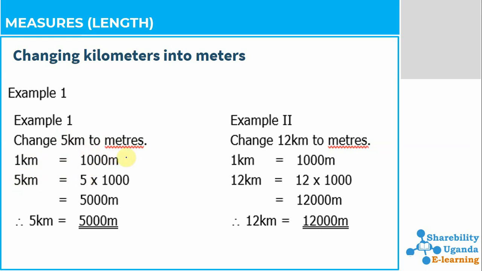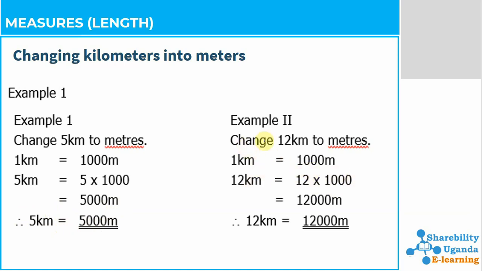1,000 what? 1,000 meters. Then this 1,000 meters, we shall be able to get these kilometers in meters. So that means 5 kilometers shall be equal to what? To 5,000 meters. So this is also the same as what we have been given.